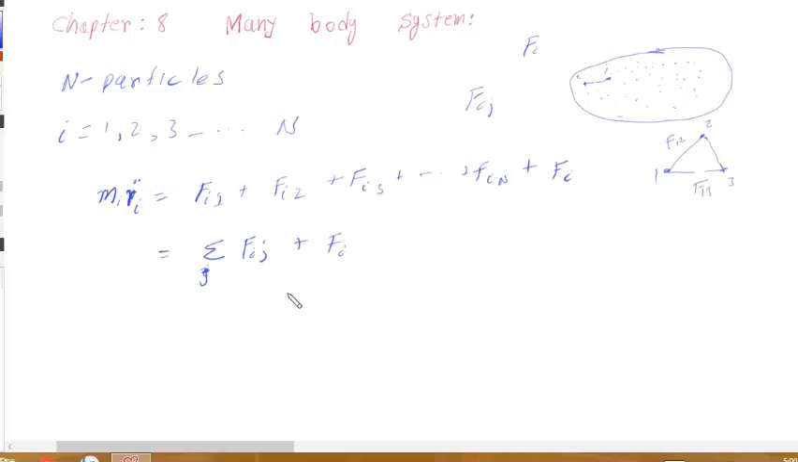And there is no force on the ith particle due to itself. Like i, there is no force. This force is 0, like F11, there is no force, and so on.